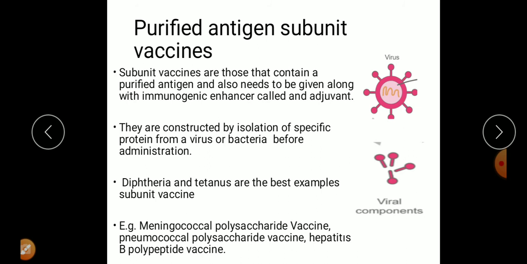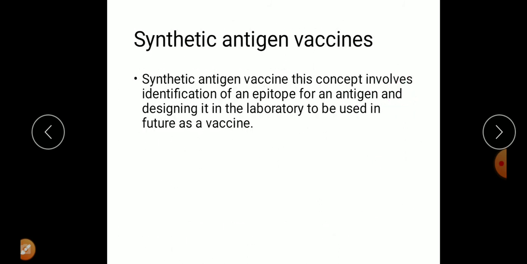Along with this, meningococcal polysaccharide vaccine, pneumococcal polysaccharide vaccine, and hepatitis B polypeptide vaccine are some examples for this type.